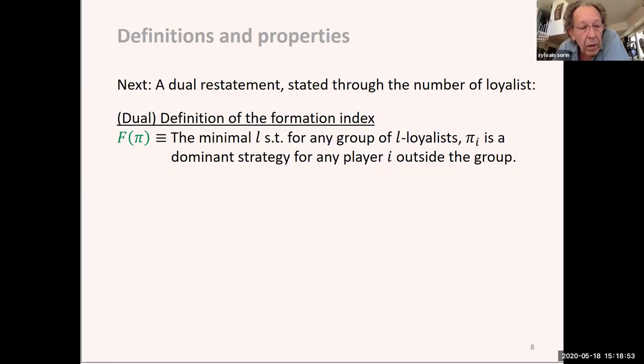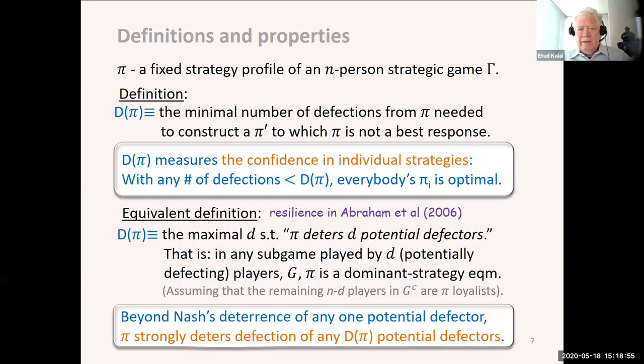What do you mean by subgame? By subgame, I mean that the players in G are going to play the same game, assuming that the players outside of G are all fixed at their equilibrium strategies. So it's the game played by the restricted subset of players. Yeah, so it's more a restricted game than the subgame.